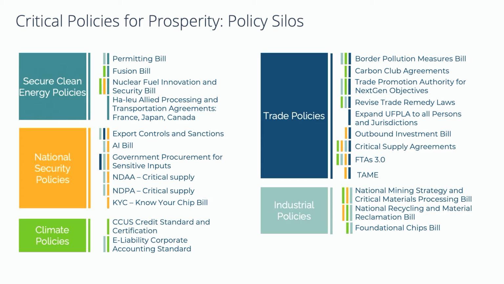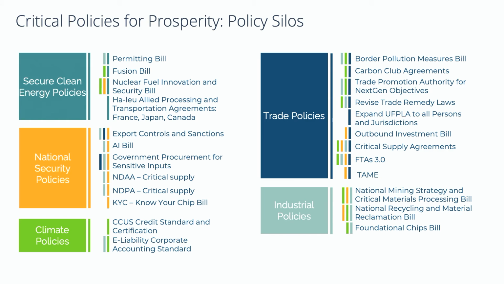Trade policies. Again, there's some climate stuff in here. A border pollution measures bill or a carbon border adjustment would be a really good idea, not just to help the climate, but also to combat predatory environmental noncompliance. We need to be doing that with friends to be effective, and it includes carbon club agreements. We need new trade promotion authority so we can actually negotiate those trade agreements with new objectives that matter for our national security, economic security, and climate security.